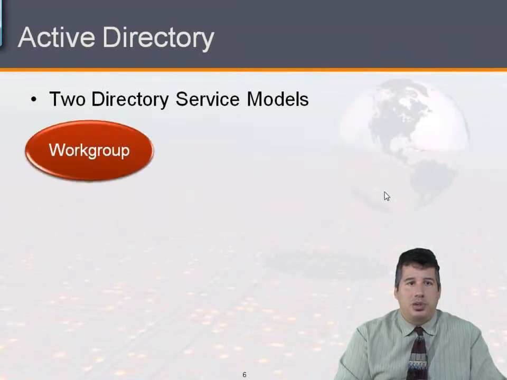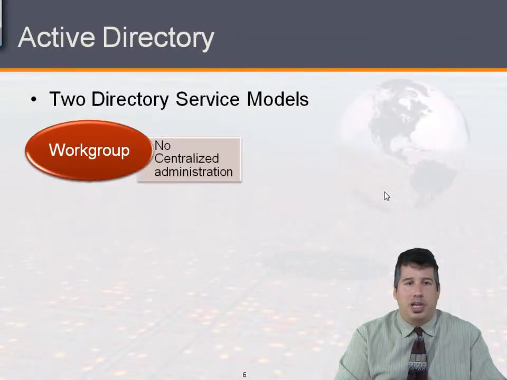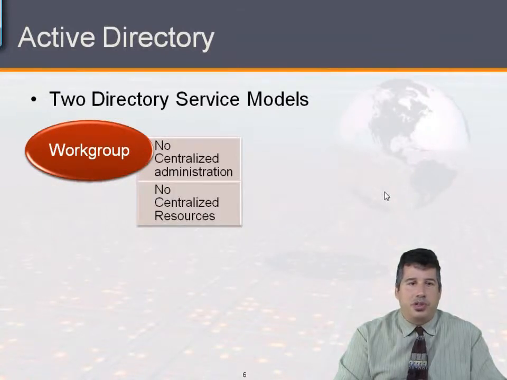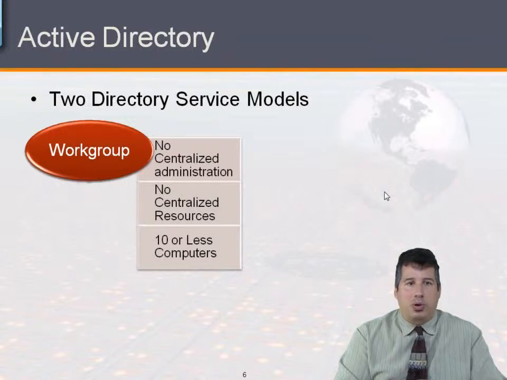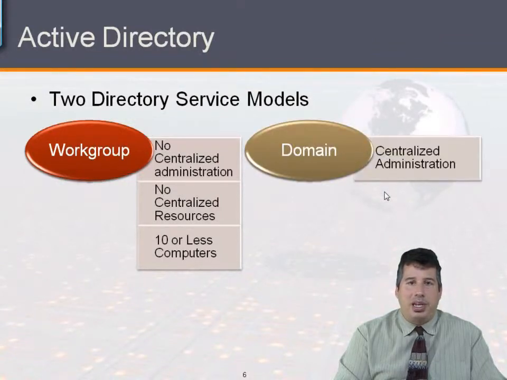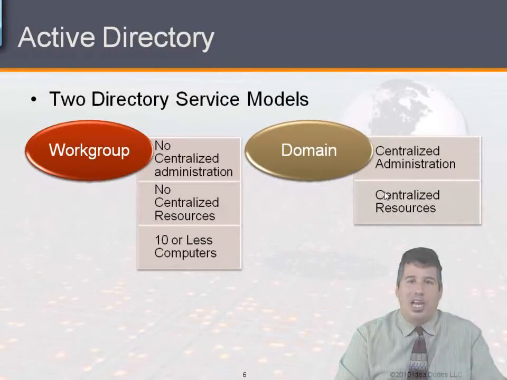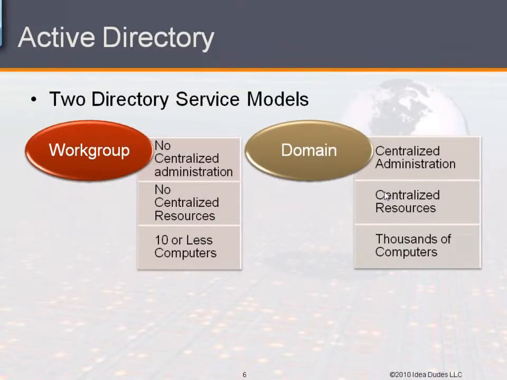So when we look at the two directory services modes, like I said, I have workgroup: no centralized administration, no centralized resources, ten or fewer computers. That's what a workgroup is. And then we have a domain. That's centralized administration. We're going to heaven now. Centralized resources. Thousands of computers, actually millions of computers, that we can support on an Active Directory domain.